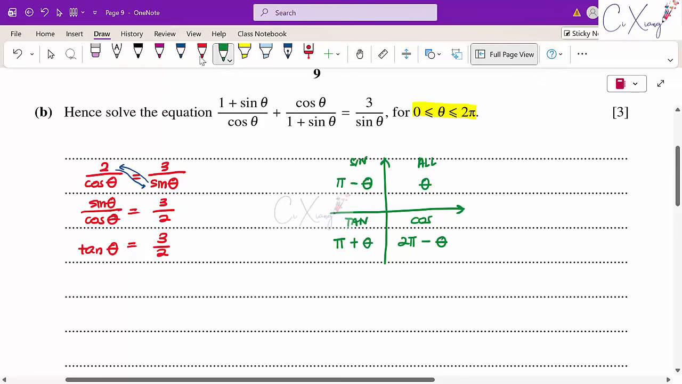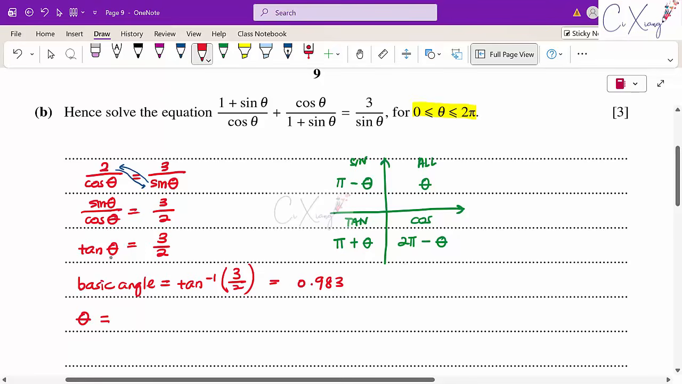All right, then let's have a look at our equation here. Tangent theta equals 3 over 2. Let us find out the basic angle first. To find the basic angle, you take tangent inverse of 3 over 2. Put it in radian form, you should be getting 0.983. All right, then now I need to go through the quadrants and decide my theta.